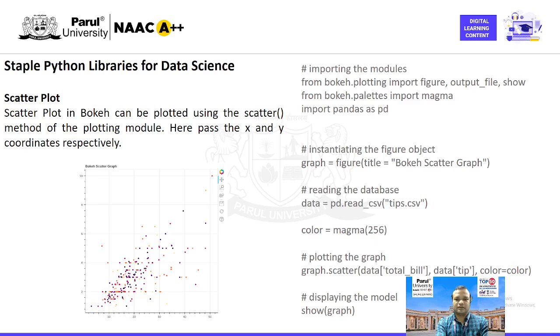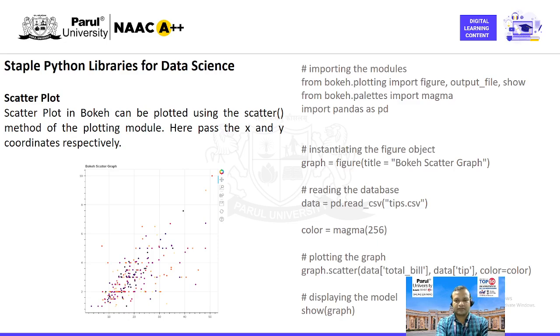Then instantiation of the figure object. So graph equals figure, and give the title here, Bokeh scatter graph. Then reading the dataset, as we know how to read it. Then we give the color: color equals magma 256. Then plotting the graph also.